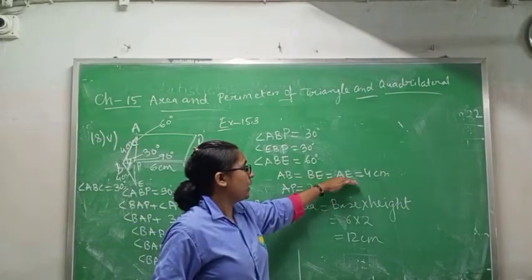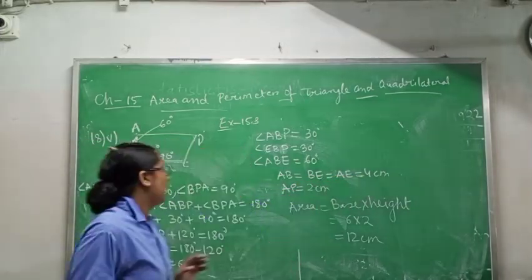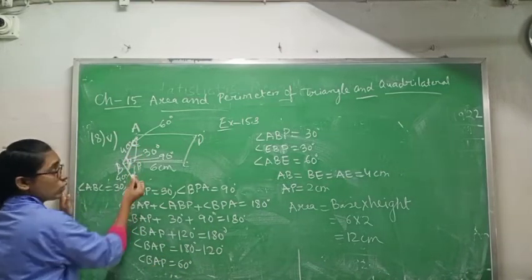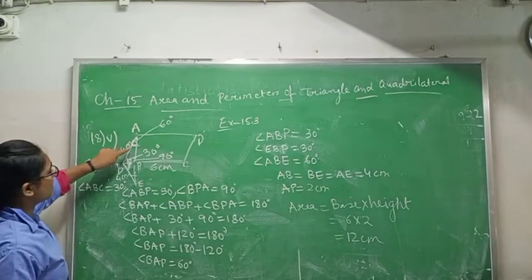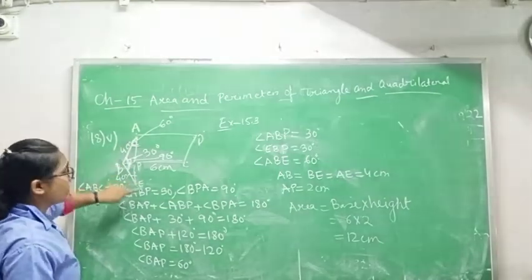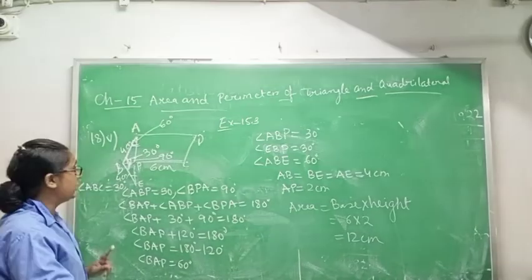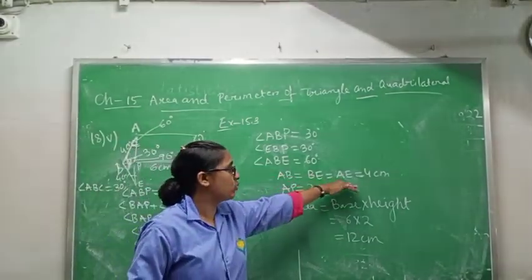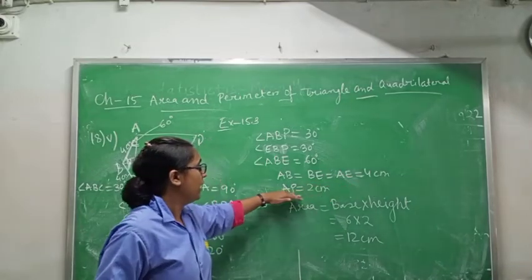AB equals BE equals AE equals 4 cm. Why? See, this one is 60. This one is also 60. Of course, this one is also 60 because 60 plus 60 you will get 180. And if all the angles are 60 degree, means equal, it means all the sides will be equal. Therefore, AB equals BE equals AE equals 4 cm.